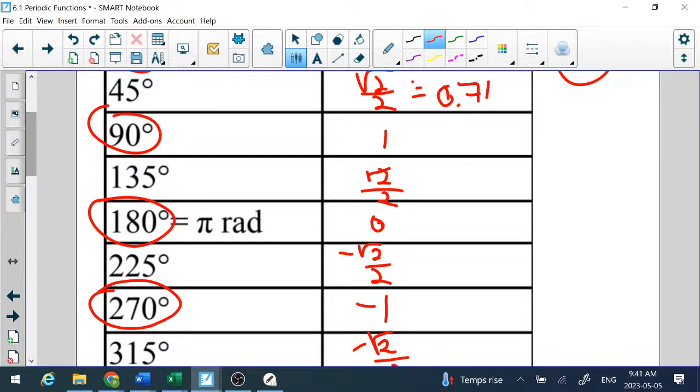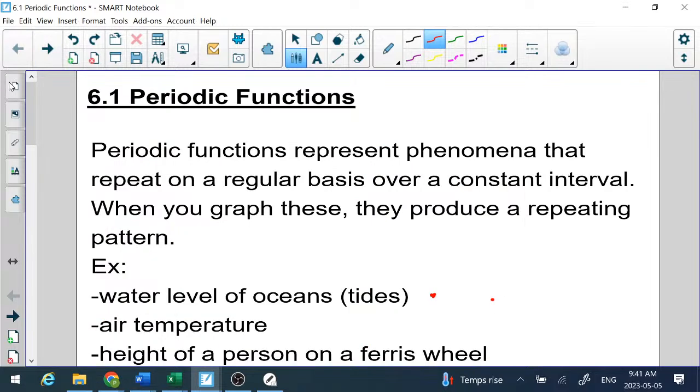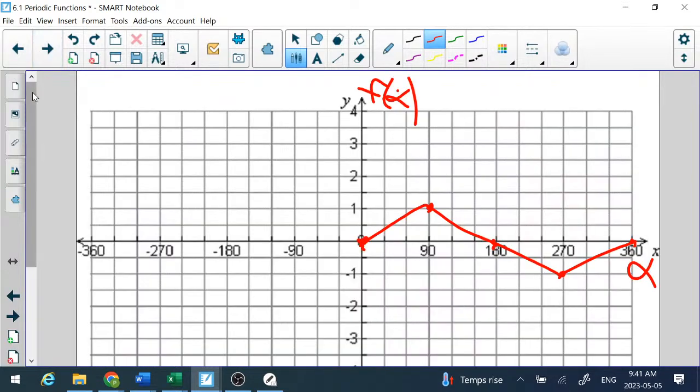Yes, Maya? 2 of them are going to be negative. So this is going to be 0.71, this is going to be 0.71, this is going to be 0.71, except these ones are the negative versions. So if I estimate 0.71 on my graph, and remember I'm at 45 degrees, 0.71 should be a little higher than that, and a little lower than that, and a little lower than that. Right? But I don't need you to plot those points.